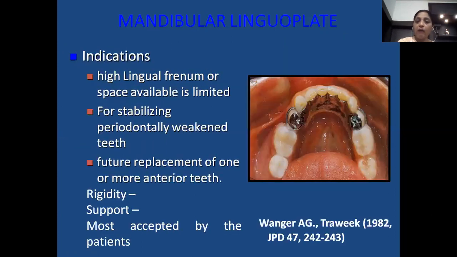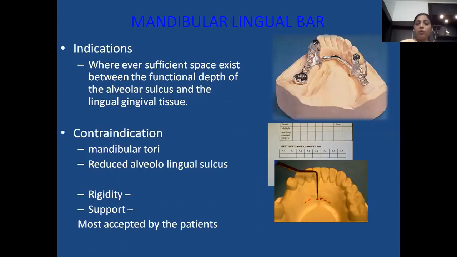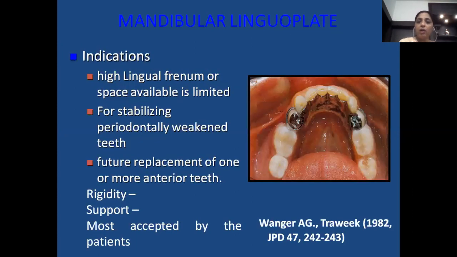Now, to know whether 8 millimeter of space is present or not, we can do one clinical test with the help of a periodontal probe. We ask the patient to raise the tongue and touch it to the hard palate or the upper lip. Then with the periodontal probe, we measure the distance between the raised floor of the mouth and the free gingival margin. If it is 8 millimeter or more, then we can give a mandibular lingual bar. Otherwise, we have to switch to a mandibular linguoplate.